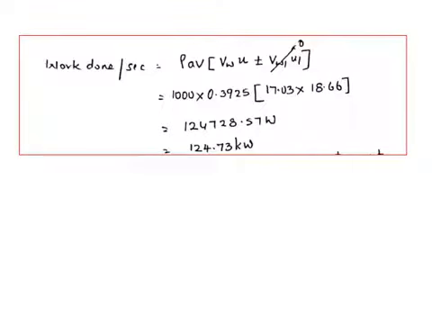And hence work done per second can be calculated. Here Vw is known and u is known, and area into velocity is discharge. So after calculating discharge, you can substitute here and get work done per second in watts. Divide by 1000, you will get it in kilowatts.